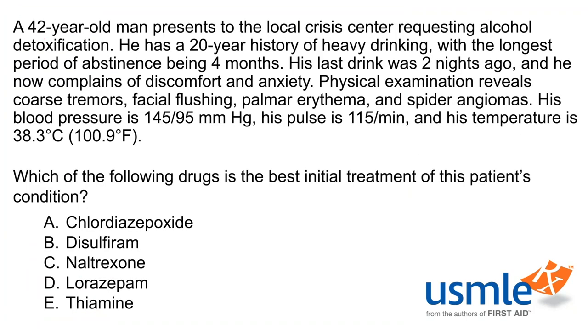All right, so we'll just hop right into this one. We're just going to do this one as most folks do, top to bottom, read it, pick an answer at the end, and then we'll discuss it. So here we have a 42-year-old man that presents to the local crisis center requesting alcohol detoxification. He has a 20-year history of heavy drinking, with his longest period of abstinence being 4 months. His last drink was 2 nights ago, and he now complains of discomfort and anxiety. Physical exam reveals coarse tremors, facial flushing, palmar erythema, spider angiomas, as well as a blood pressure of 145 over 95, a pulse of 115, and a temperature of 38.3 degrees Celsius or 100.9 degrees Fahrenheit. The question is, which of the following drugs is the best initial treatment of this patient's condition?